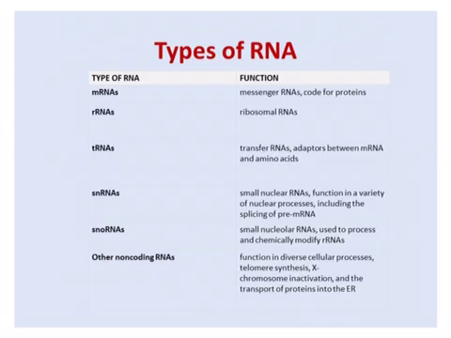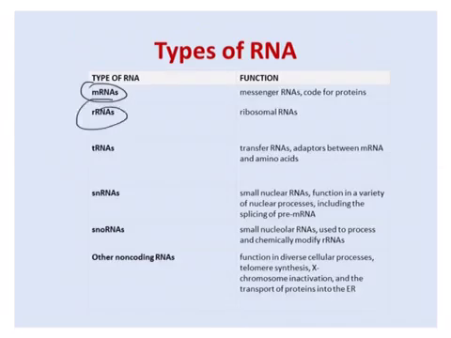Now, there are different types of RNA that are involved in the transcription and translation process. mRNA, which stands for messenger RNA, is essentially a copy of a specific gene that is going to serve as instructions for building the protein. So it will code for the specific polypeptide chain of a protein.